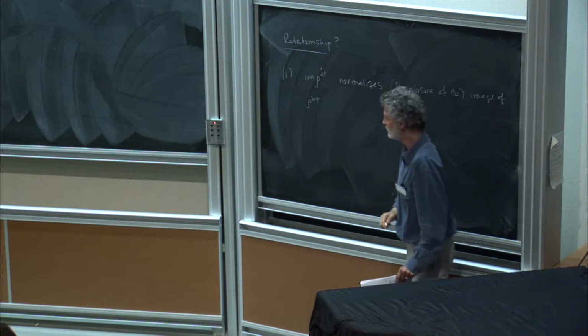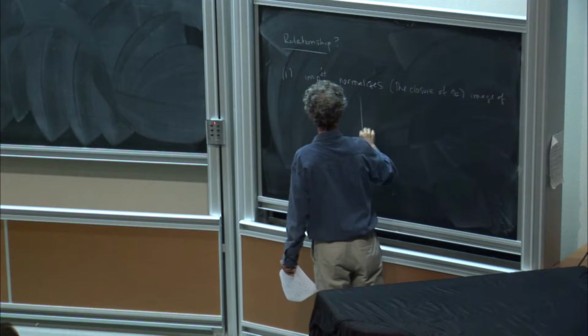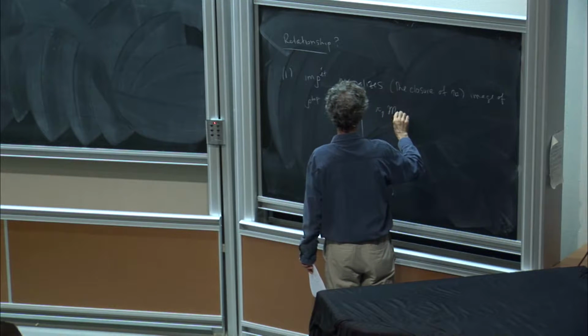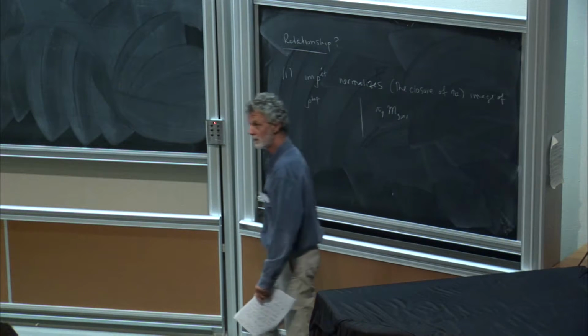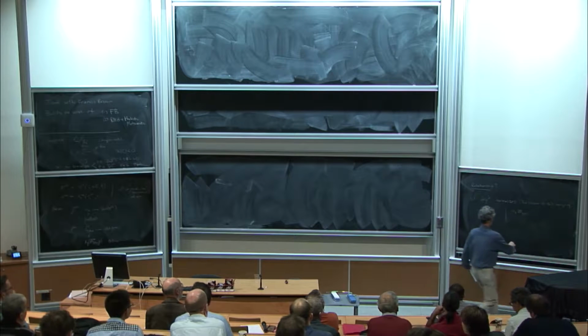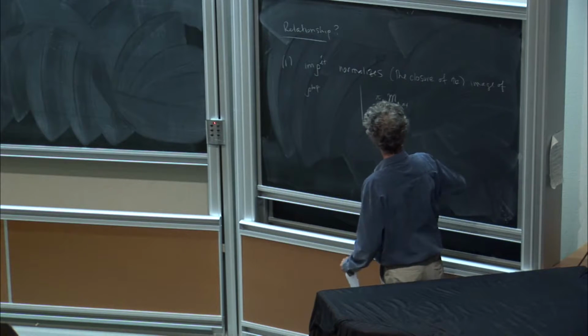A quick reason for this is you can assemble the two representations into a representation of pi 1 of M_g. Could you write larger? Yeah. Just yell at me if I write too small. All right?